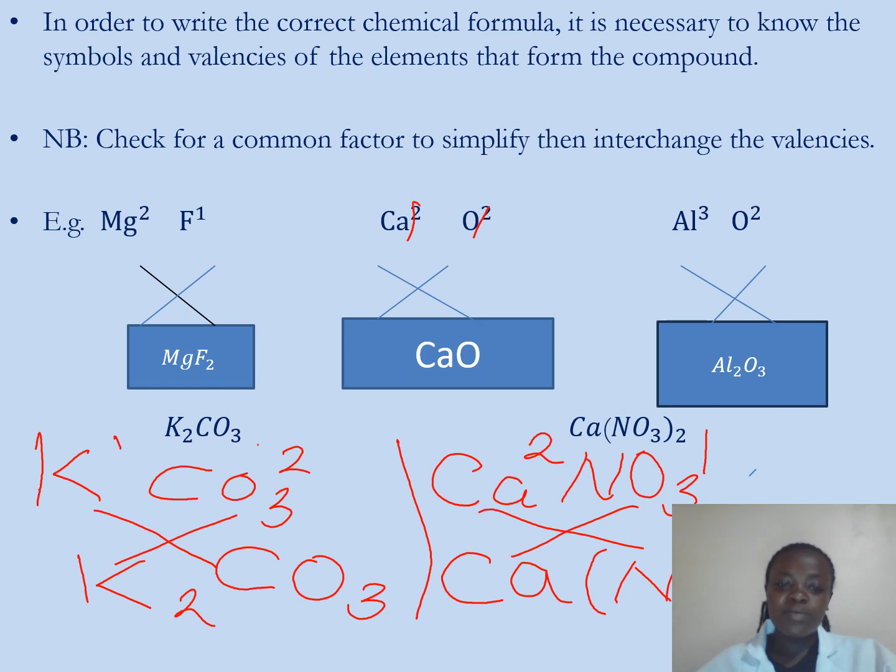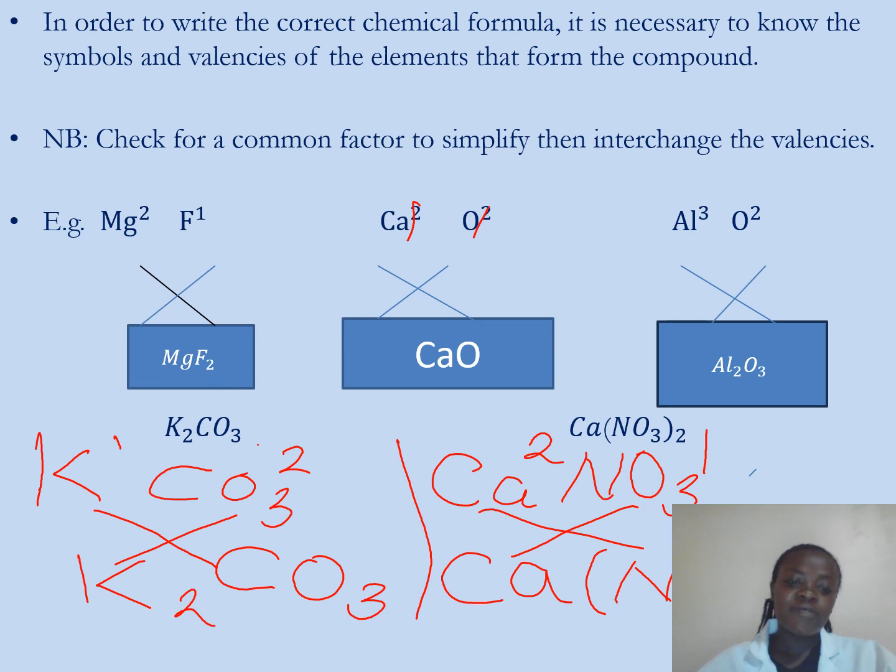Let us look, for example, at another compound, that is potassium carbonate. So if we want to write this compound, we are going to write the symbol of potassium, that is K, and that of carbonate, that is CO, and 3 down there.